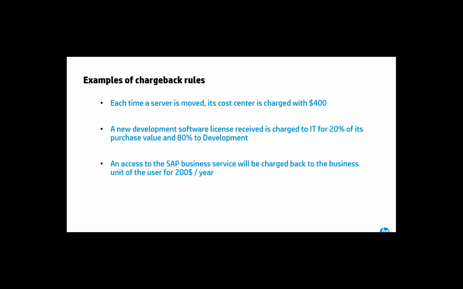And also, we allow you to create a rule for the access of a business service that will be charged back to the users or the business unit of that user, say, for $200 per year. That's a good example there. So we're allowing you to take a lot of different scenarios and really configure it to meet the needs of your organization.